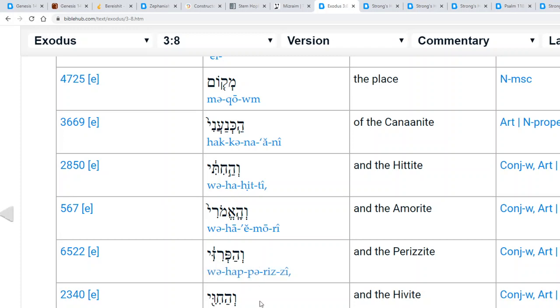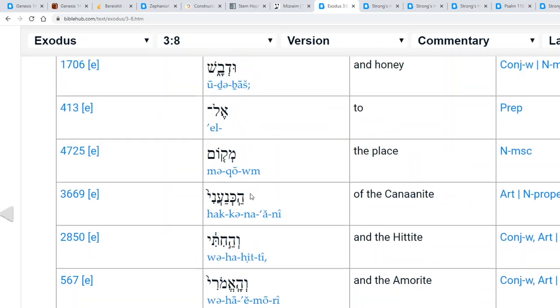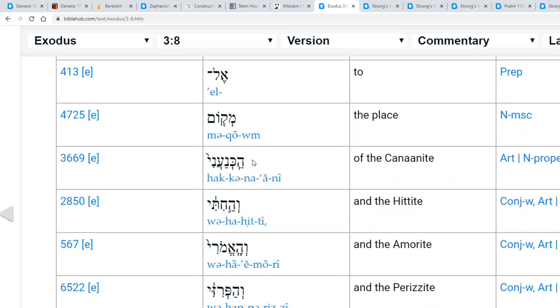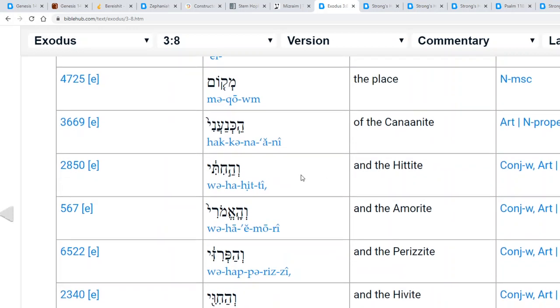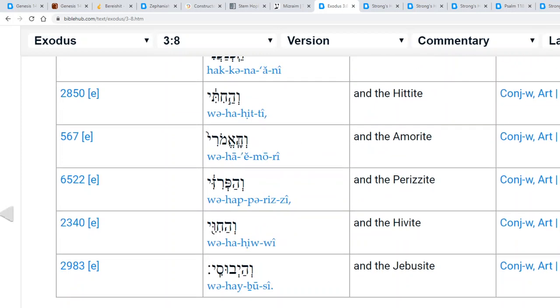being constructed with several words that have the conjunctive vav before them, right? So Ha-Kenani, the Canaanite. Ve-Hachiti, so conjunctive vav, and the yud tells you that it's a proper name, it turns it into ite, right? So Hiti is Hittite. Veha-Emori, and the Amorite, right?